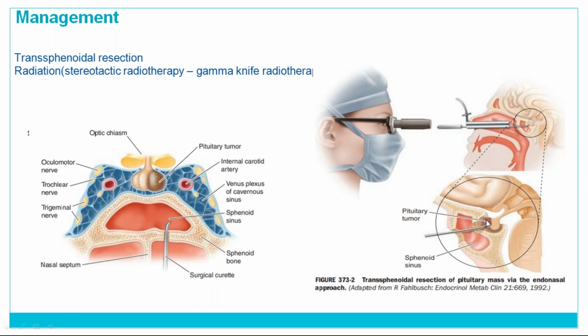What is stereotactic? Previously, when we used to give radiation, there were many side effects because the radiation was not only to the tumor cells, it was to the surrounding organs also. But nowadays it is stereotactic radiotherapy, where the radiation is focused on the tumor cells only. The surrounding structures will not be exposed to the radiation. One example is gamma knife radiotherapy.